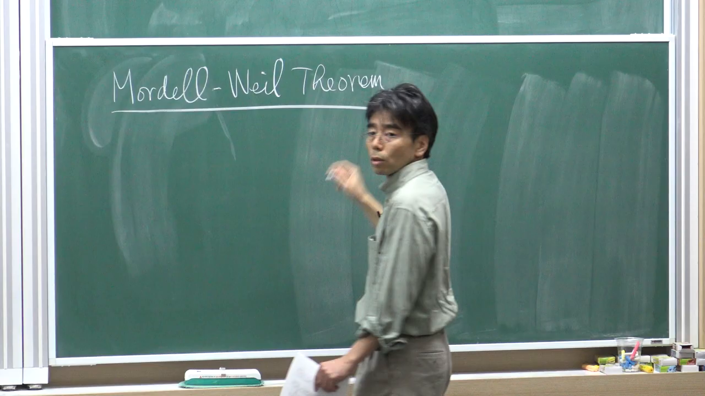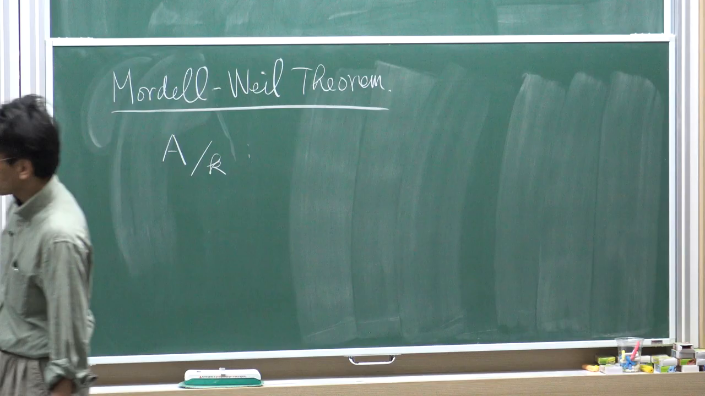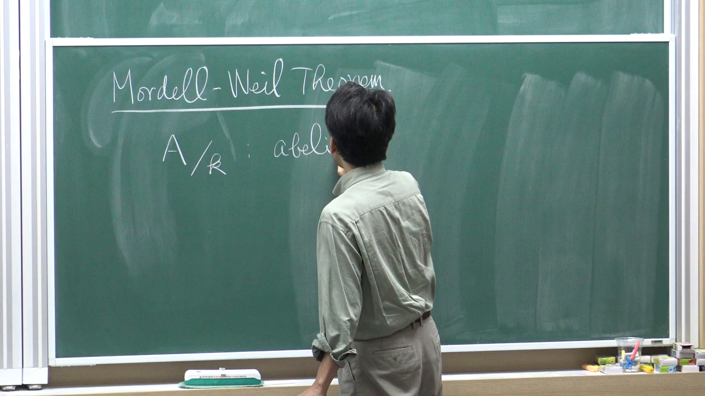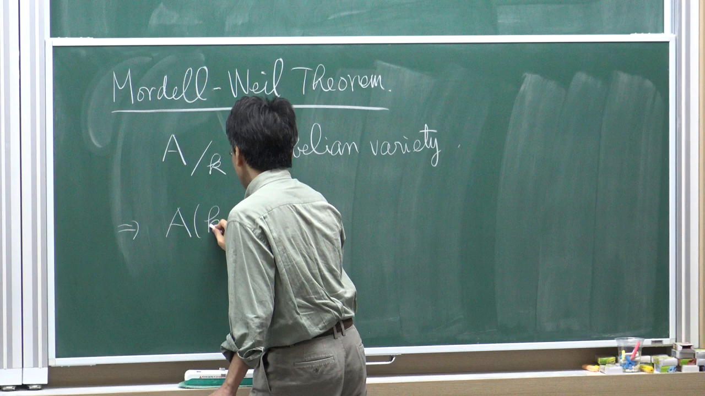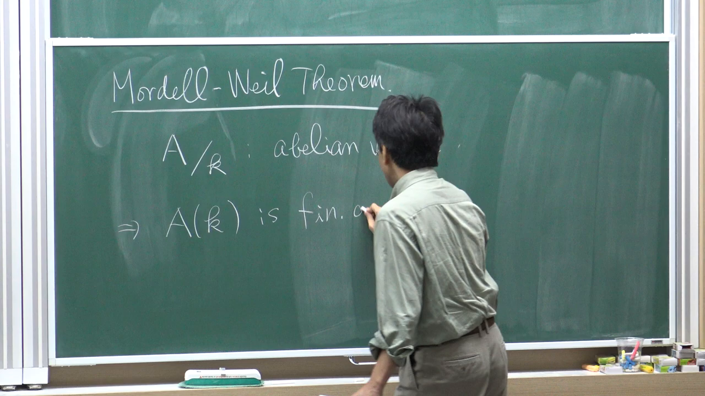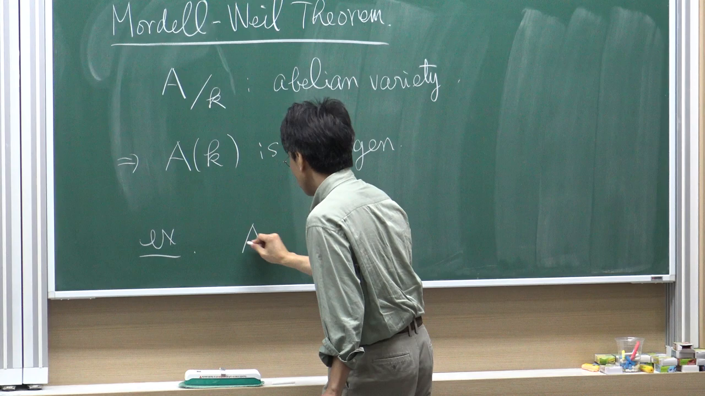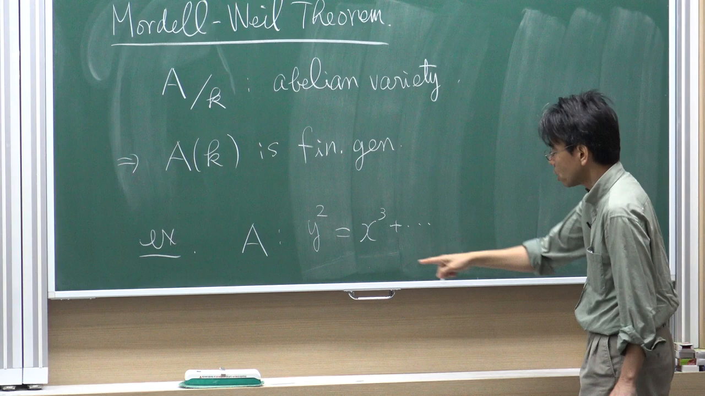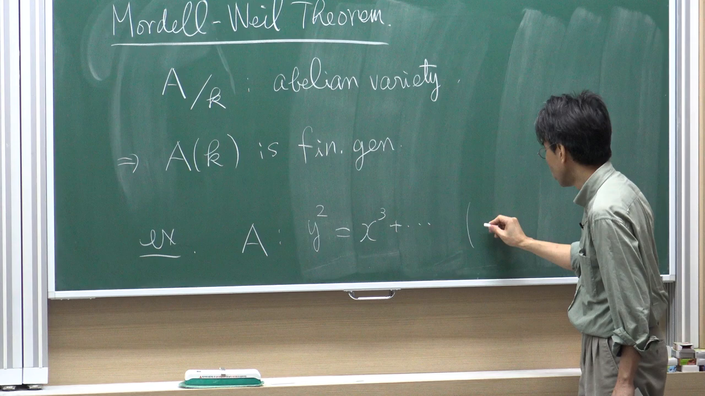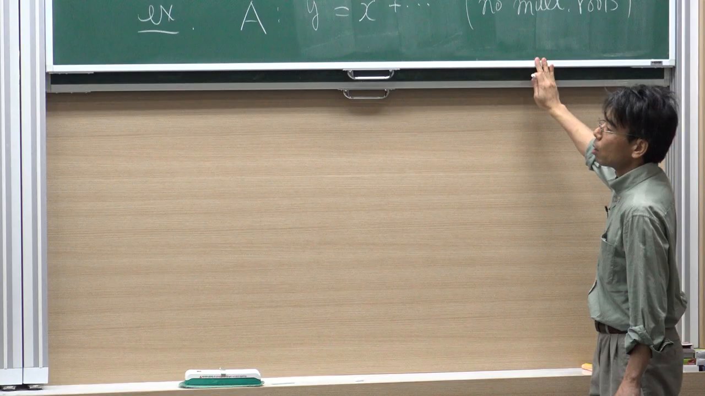So this states that if A is an abelian variety over k, where this small k is a finite algebraic number field, then the group of k-rational points is finitely generated. For example, if A is one dimensional, then it is defined by an equation like this, where the right side is a polynomial of degree 3 with no multiple root. Then this is called an elliptic curve.